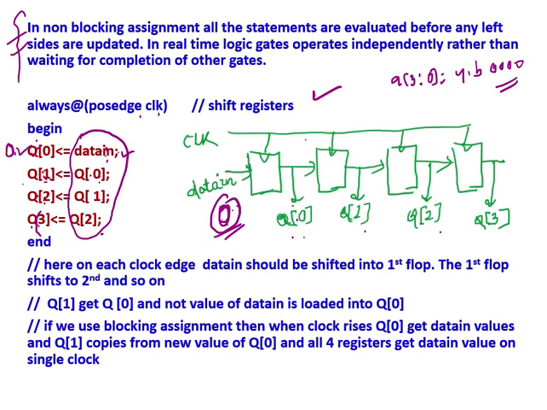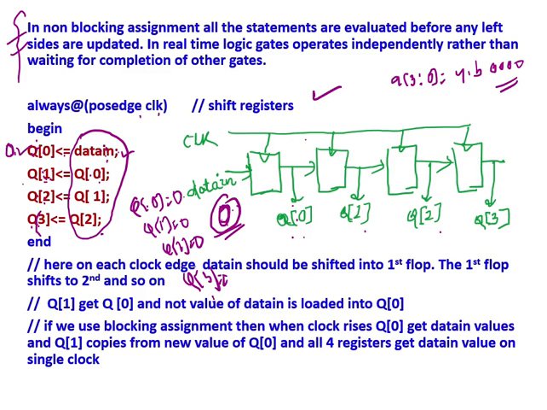But if I write the same code using blocking assignment, what happens? At the first edge of clock, Q0 will get 0, then Q1 will get 0, Q2 will get 0, and Q3 will get 0. But this should not happen actually. With blocking assignment, at the first edge Q0 gets the value, so this 0 will be updated to all the outputs Q1, Q2 and Q3, and this is not the behavior of real hardware.